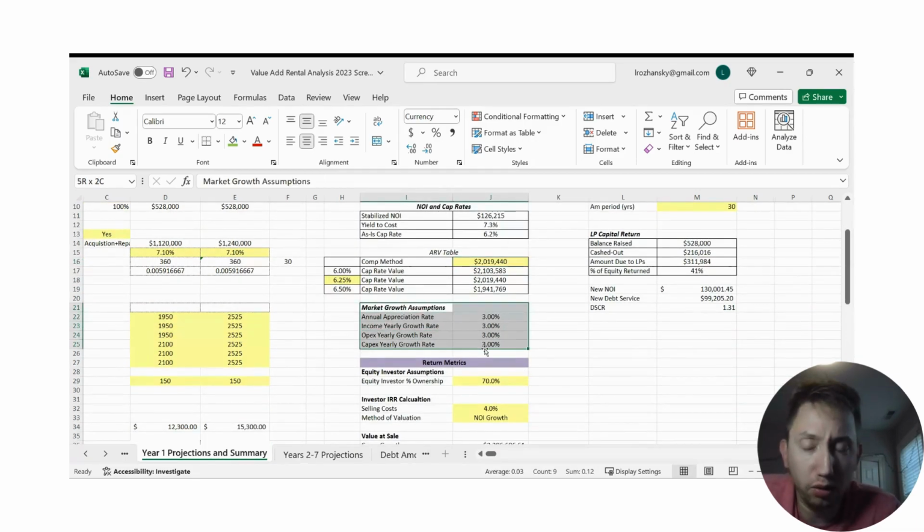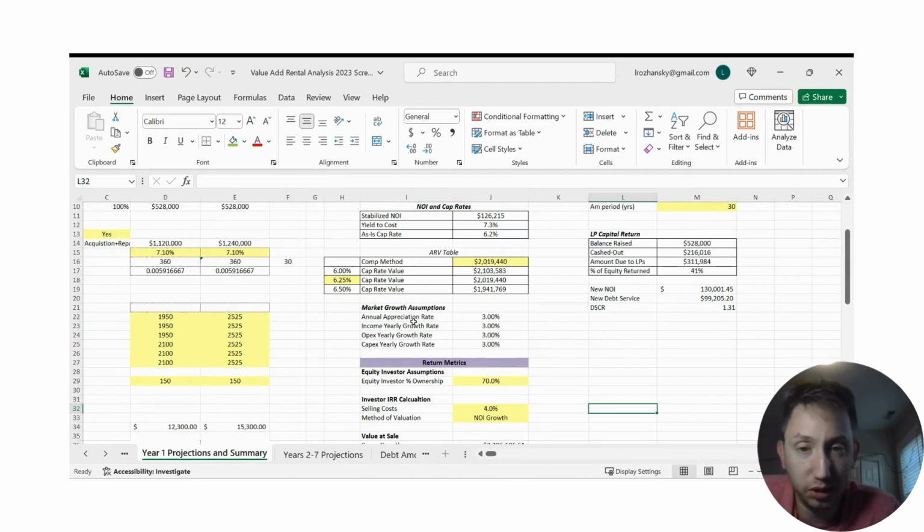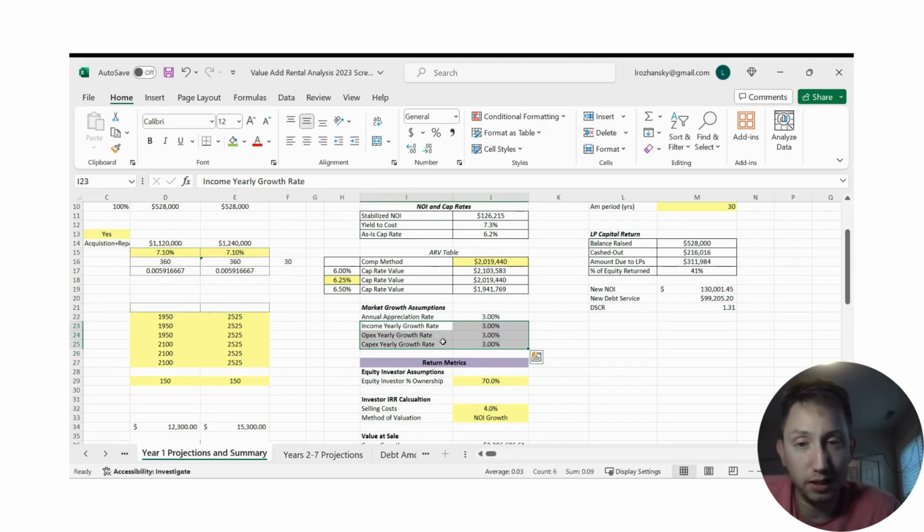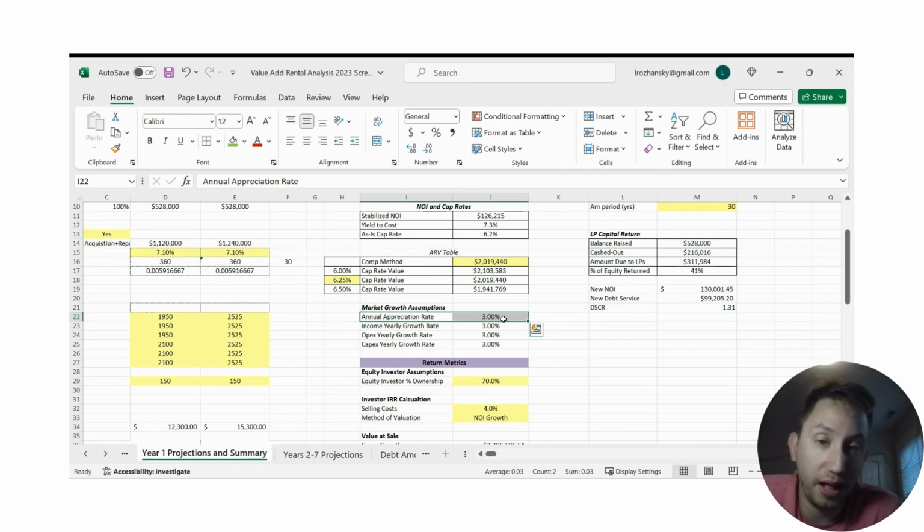Next, we have some market growth assumptions, right? With our market growth assumptions, we want to make a couple of assumptions. We want to know what the annual appreciation rate is, and then the income, operating expense, and capital expenditure yearly growth rates. The reason these are important is if we're doing our back end value, or ARV, on a comp basis, then this is an important metric because this is what we're going to grow out the comp by on a year-to-year basis, because we want to project the value into the future.